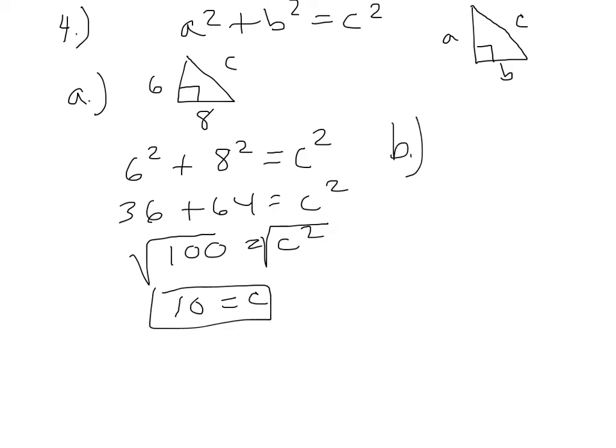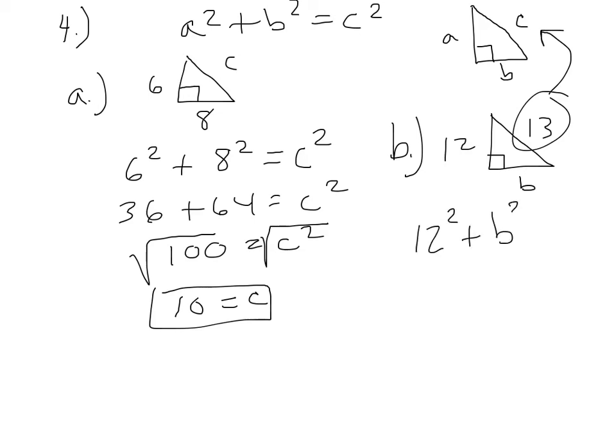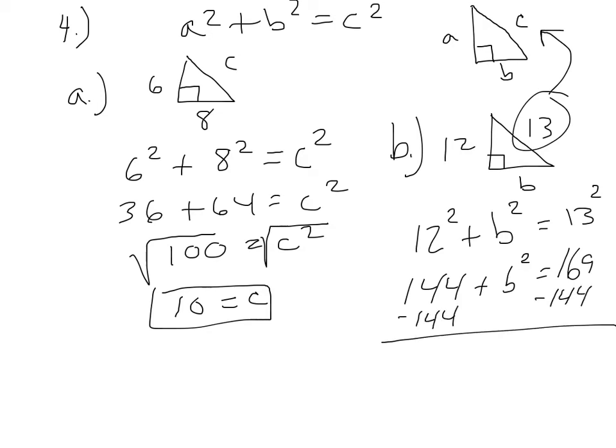Looking at b. B says you've got 12 as one of the legs, you've got b as one of the legs, and you've got 13 as the hypotenuse. Be careful. This correlates to the hypotenuse, c. So you've got 12 squared plus something squared, the legs, equal the hypotenuse being squared. 12 squared is 144, plus b squared equals 13 times 13, which is 169. Subtracting 144 from both sides to try to isolate the variable, and you've got 25. Yes, that's a good number to have because we've got a square root.